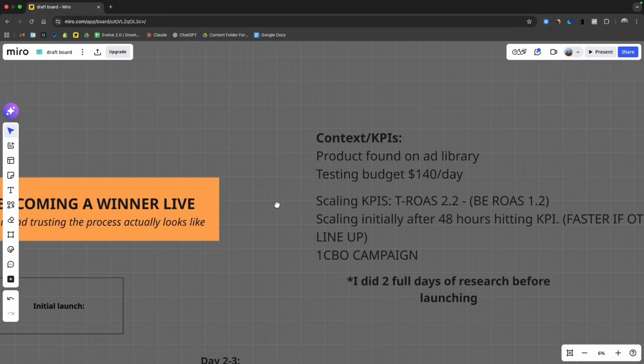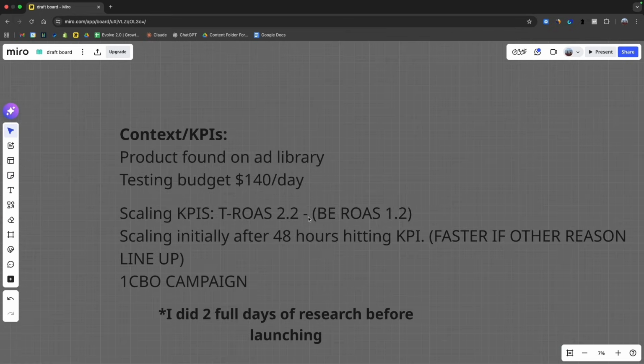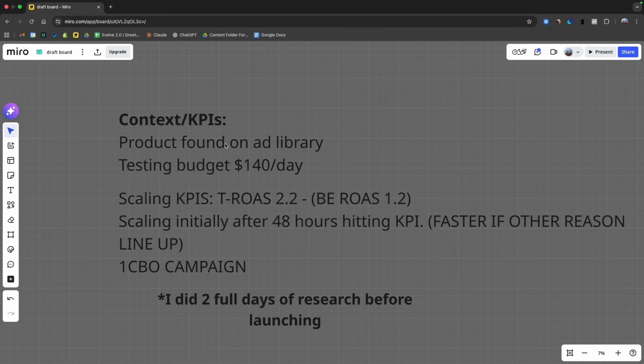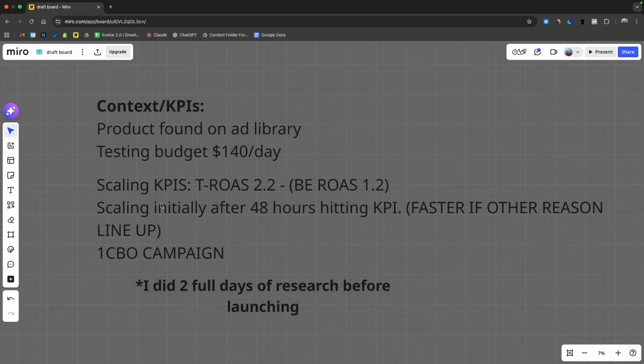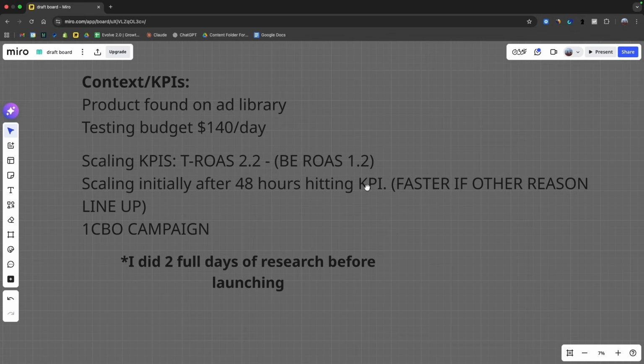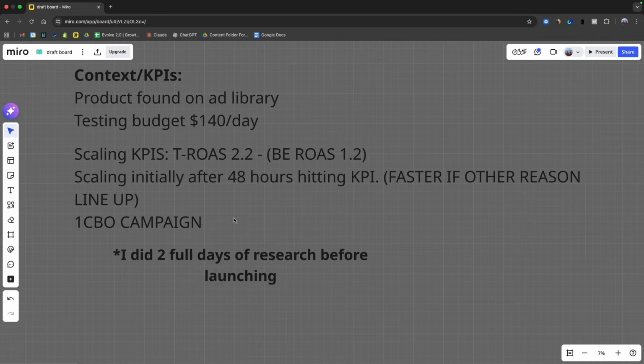So before we jump into it, just a bit of context and KPIs for you guys. This product was found on Ad Library. Testing budget, $140 a day. Scaling KPIs, target ROAS was 2.2. This was because our break-even ROAS was low, because our product markup was really big. If you guys don't know how to set target ROAS, I literally just add 1 to my break-even ROAS, and then round up. So I think it was a 1.17 break-even ROAS, round up, add 1, very simple.